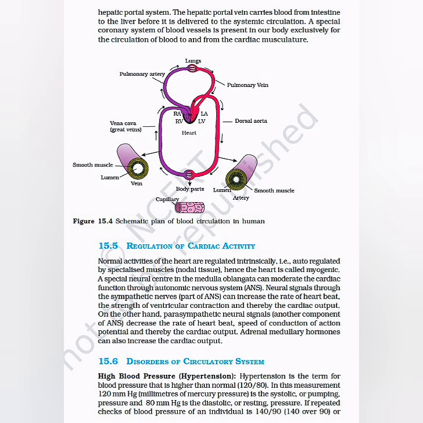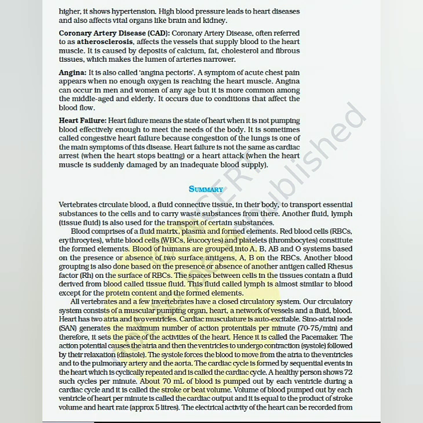Disorders of the circulatory system: high blood pressure, hypertension. Hypertension is the term for blood pressure that is higher than normal, 120 by 80. In this measurement, 120 millimeter of mercury is the systolic or pumping pressure, and 80 millimeter of mercury is the diastolic or resting pressure. If repeated checks of blood pressure of an individual show 140 over 90 or higher, it indicates hypertension.